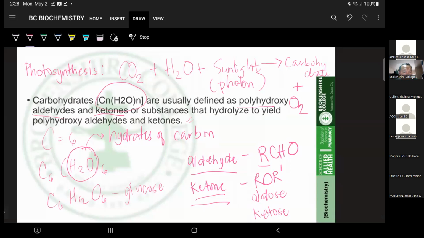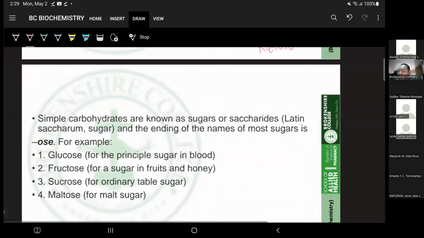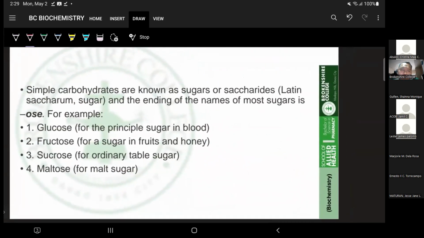Sige, let's continue. Okay, so they are defined as polyhydroxylated compounds with at least 3 carbons, no? Ang number of carbons ng isang carbohydrate is at least 3 carbon atoms that may or may not possess a carbonyl group. Okay? And usually, the building blocks of your carbohydrate is your monosaccharides, no? Your monosaccharides are connected together by what we so-called your glycosidic bond, the bond that binds one monosaccharide to another.